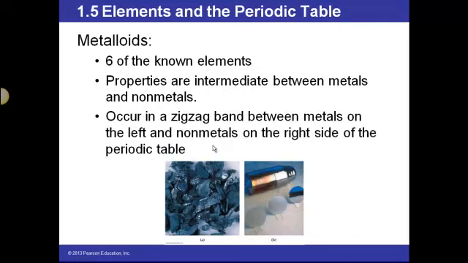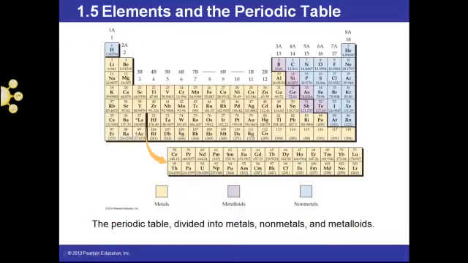The metalloids, again, there's only 6 of the known elements that are metalloids, but again, silicon is going to be one of the major compounds in the Earth's crust, and they have properties that are intermediate between the metals and the nonmetals. They're going to occur in that zigzag band between the metals on the left and the nonmetals on the right side of the periodic table. So again, if we go back and take a look at our periodic table, these pink elements are going to all be the metals. The metalloids shown here in purple, and the nonmetals shown in blue in this region.